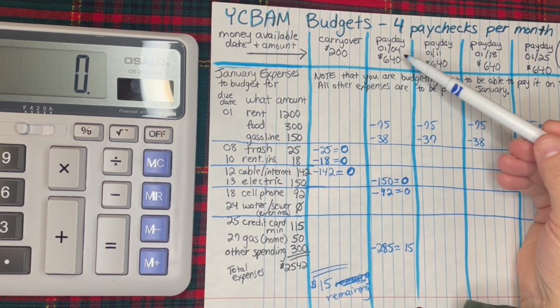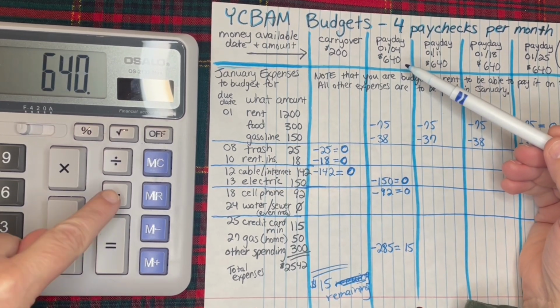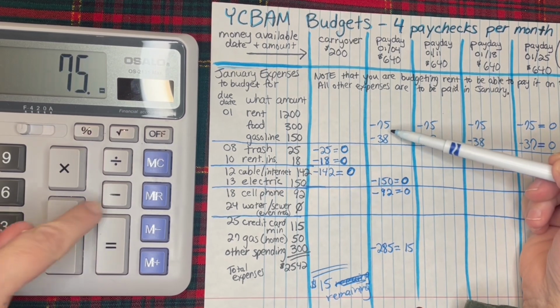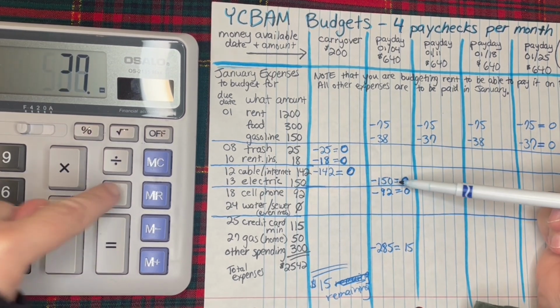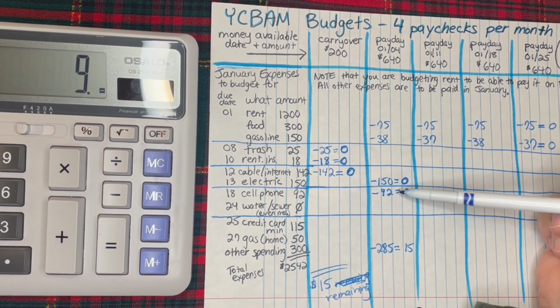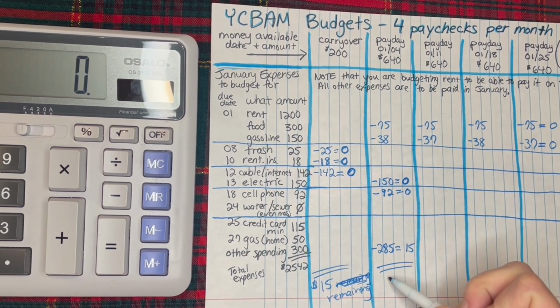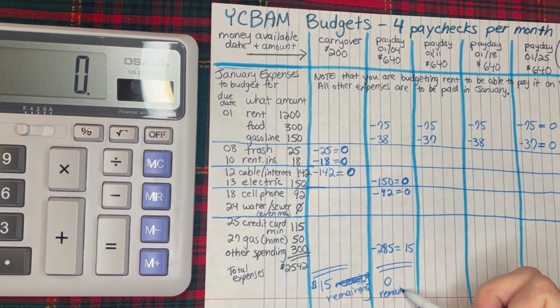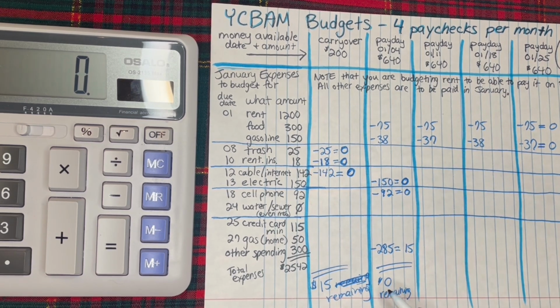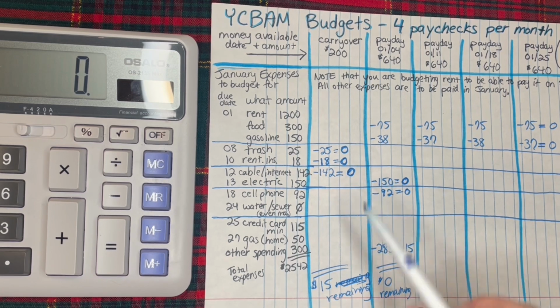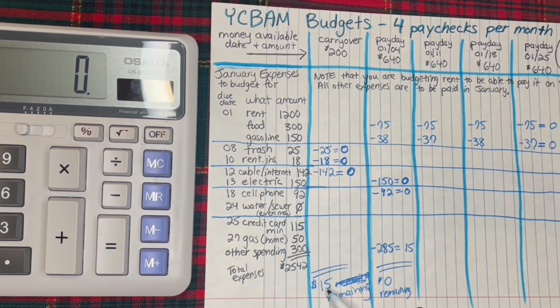And let's double check this math right here. 640 is the paycheck amount, minus 75, minus 38, minus 150, minus 92, minus 285, and that's 0 remaining. If you notice, there's $15 remaining left to budget for this other spending category, but you also have $15 remaining from your carryover. So you could apply this $15 to this other spending category. Then you would be at the full $300 that you wanted to budget for.